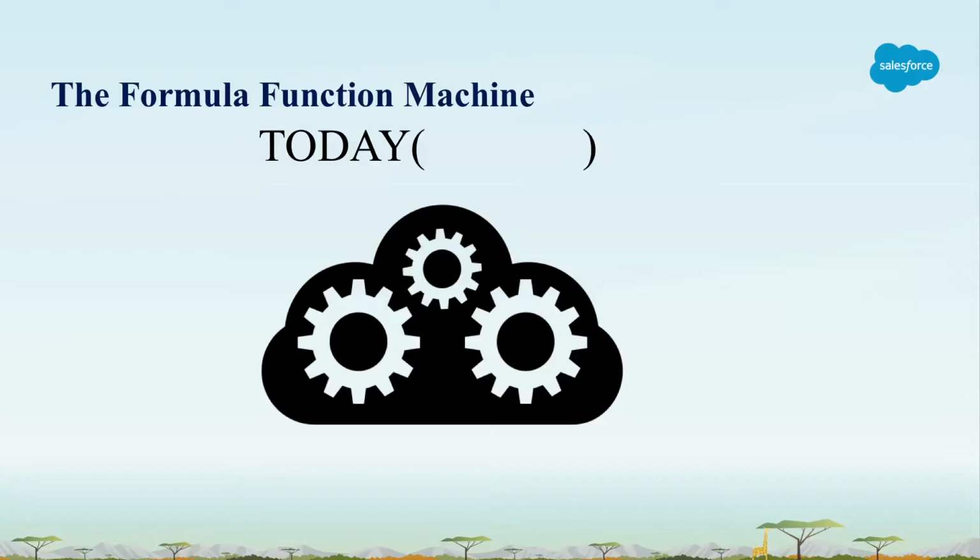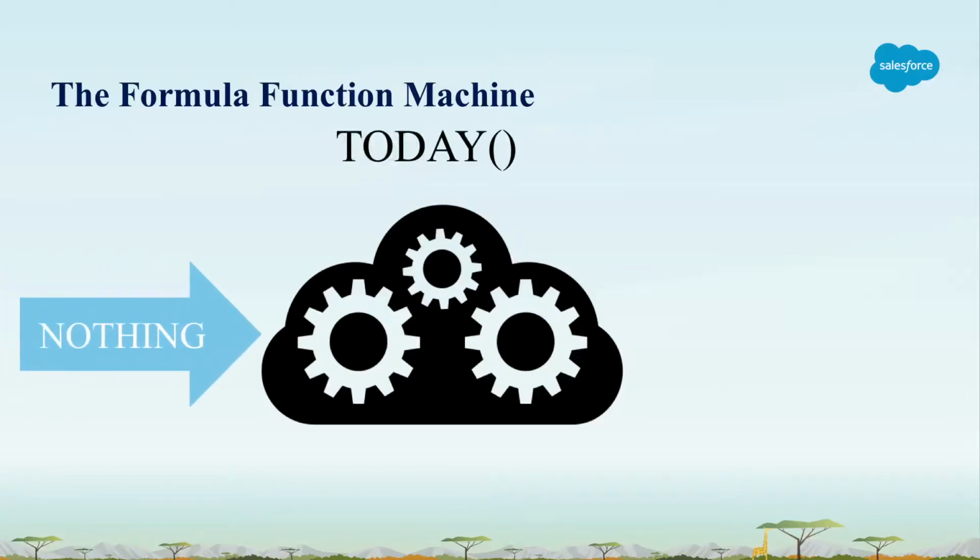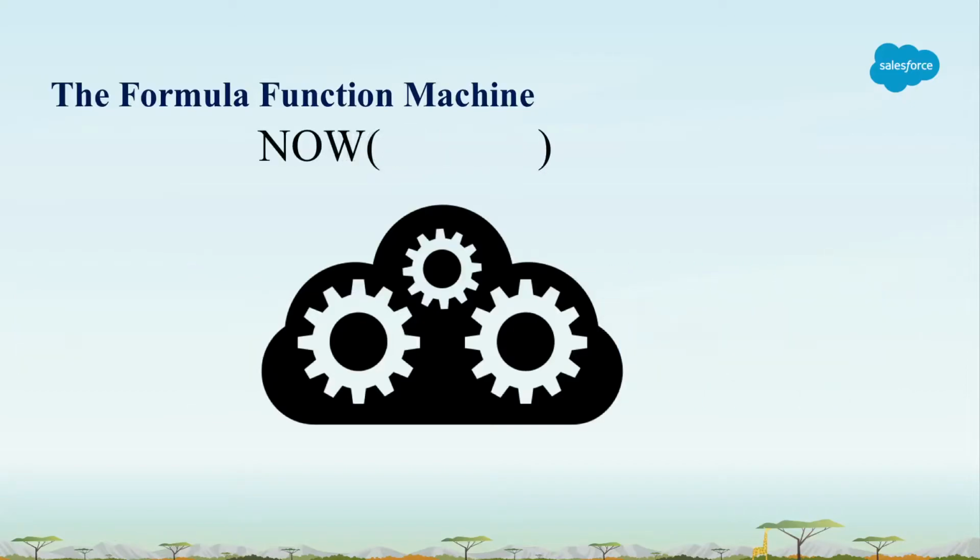All right, how about today? What do we give today? Whoa, somebody had it really quick. Nothing, trick question. We don't give it anything. And what data type does it give us in return? A date. Excellent. You're all experts.